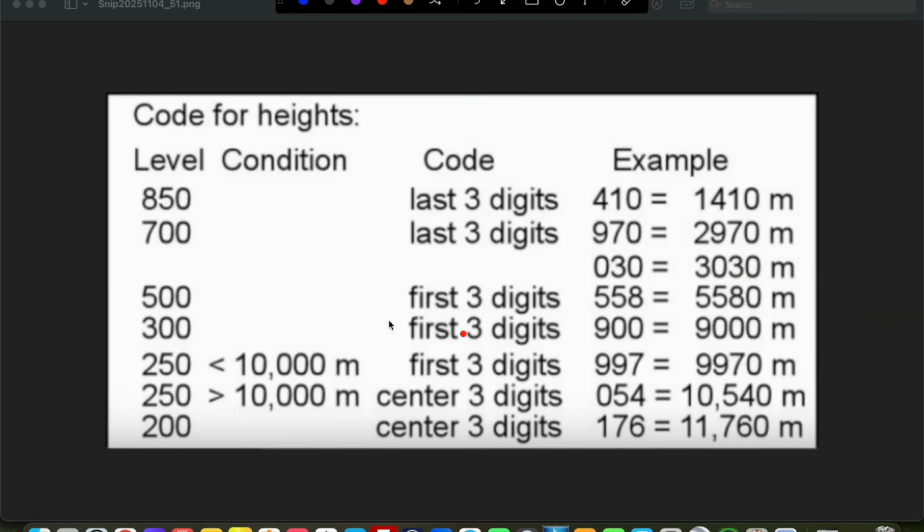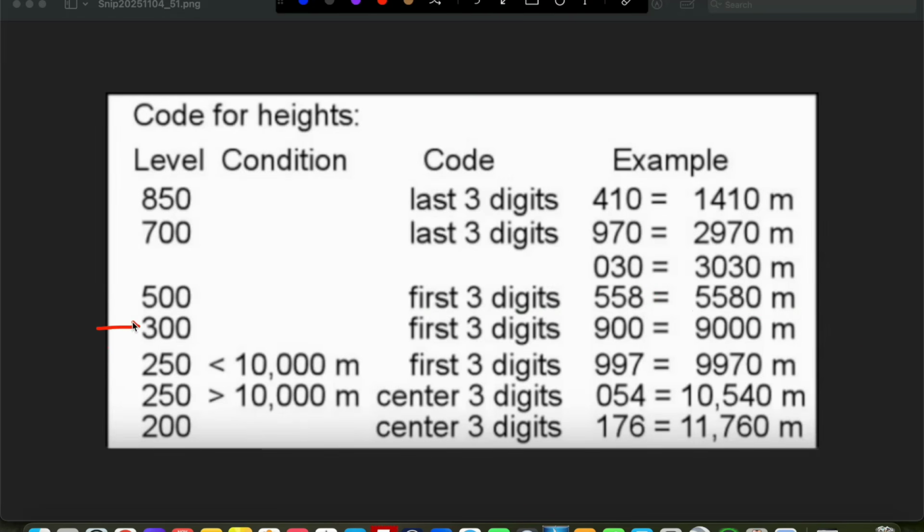Now at 500 millibars, the first 3 digits are listed in the station plot, and we simply add a 0 to the end of it. So for example, 558, those are the first 3 digits. We'd add a 0 to the end of that value to get our geopotential height value at 500 millibars of 5,580 meters.